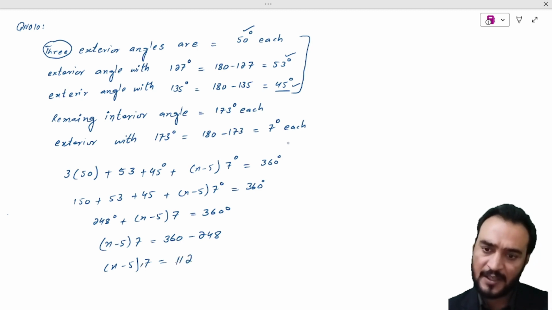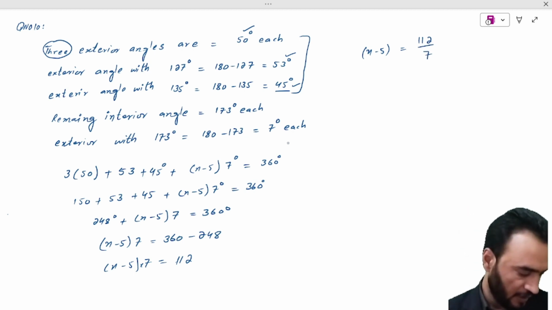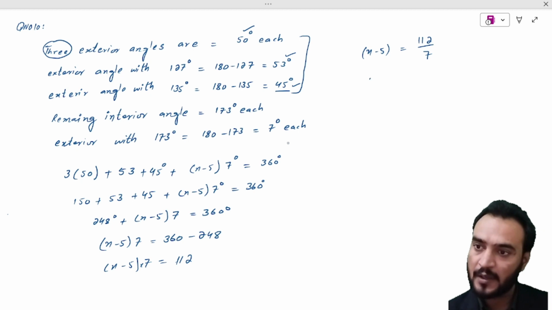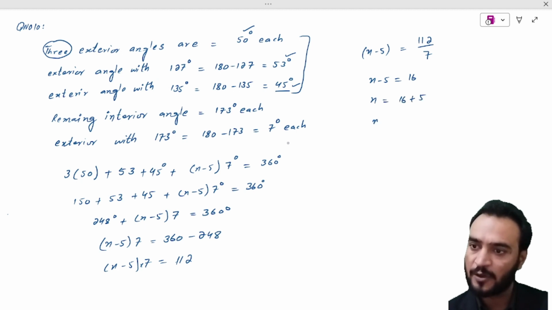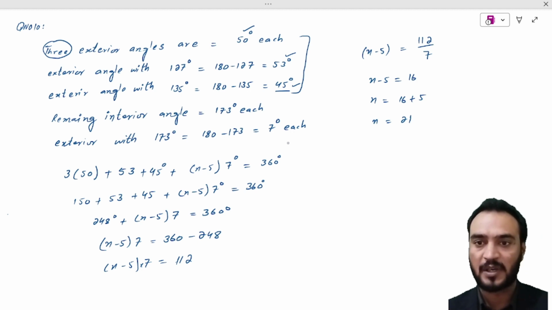As 7 is multiplying on the left side, we divide the right side by 7. So n minus 5 is equal to 112 over 7. Dividing 112 by 7 we get 16. So n minus 5 equals 16. We add 5 on the right side, so n is 16 plus 5, and the value of n is 21. So this polygon has 21 sides. This was question number 10.